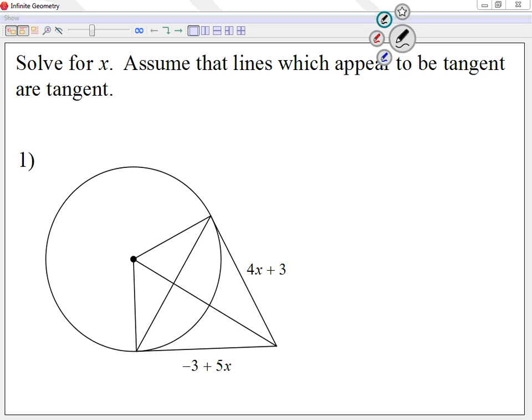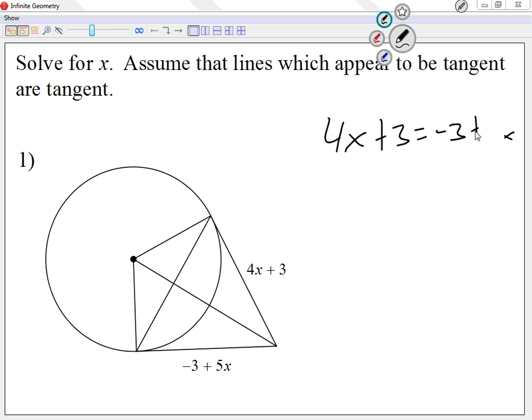So the interesting part on tangent segments that meet outside of the circle, so the two tangent segments that meet outside of the circle, they're equal to each other. So in my case, we can see the two tangent segments, they meet outside of the circle, so I'm gonna let them equal each other. So I'm gonna say 4x plus 3 is equal to negative 3 plus 5x.